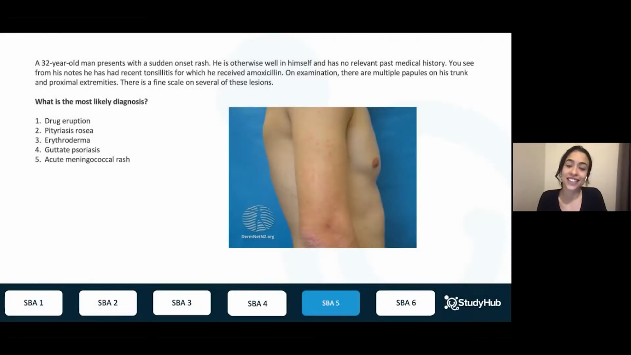Oh, wow. Okay. Interesting. So most of you went for drug eruption. The correct answer is guttate psoriasis. But I can see why you would have said drug eruption. So let's go through this.